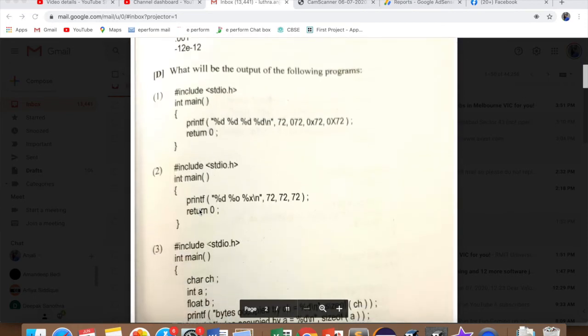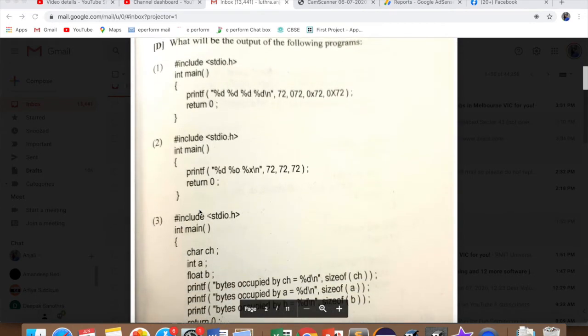Now the questions for today are these. We have to tell what will be the output of these questions. For doing the first two questions, you must know number base conversions, like you should be aware of how to convert decimal to other bases and from other bases to decimal. The first question says that you have to print %d, %d, %d, and again %d. So four decimal numbers I have to print for the values given here.